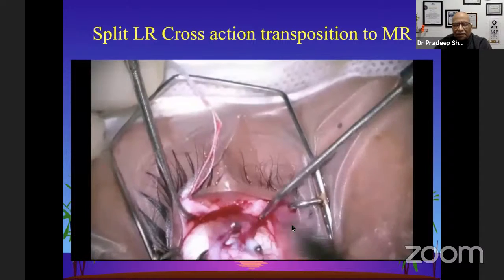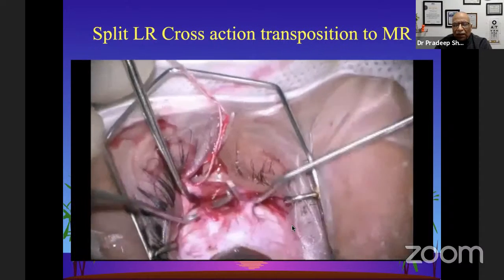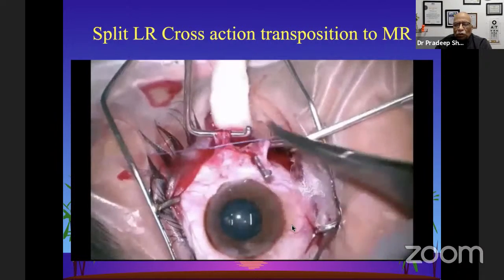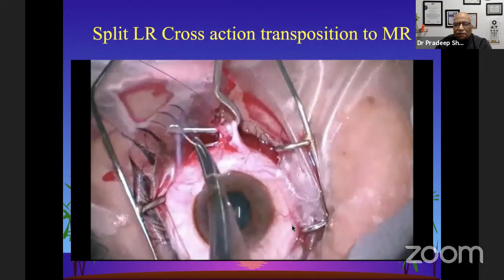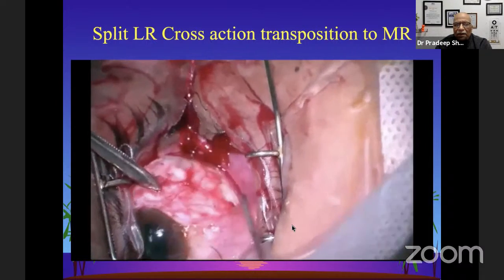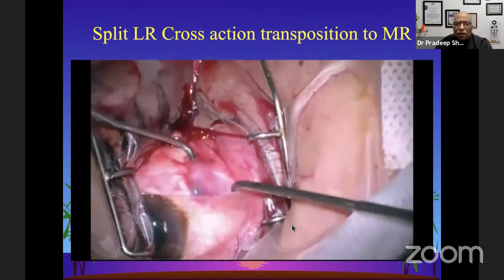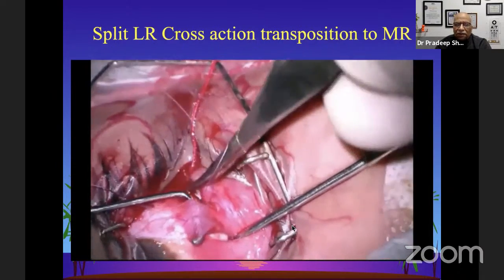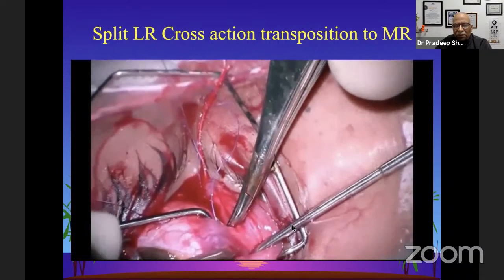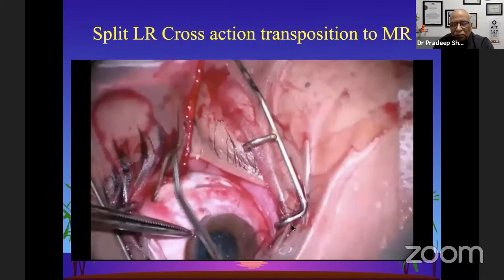The lateral rectus is being exposed, and it is split into the upper and the lower halves. 6-0 Vicryl sutures are passed. The muscle halves are disinserted. And now we have to maneuver these halves underneath the inferior rectus and underneath the superior rectus. That means between the globe and the muscle.